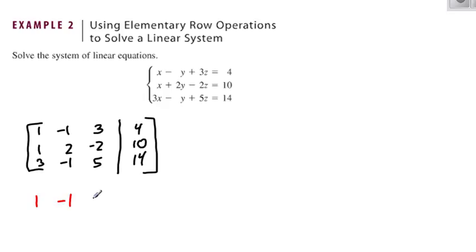So let me rewrite our first row. Now we're going to combine rows 1 and 2 to cancel out our first number. So to do that, we're going to do row 1 minus row 2. So we have 1 minus 1 is 0. Negative 1 minus 2 is negative 3. 3 minus negative 2 is 5. 4 minus 10 is negative 6.